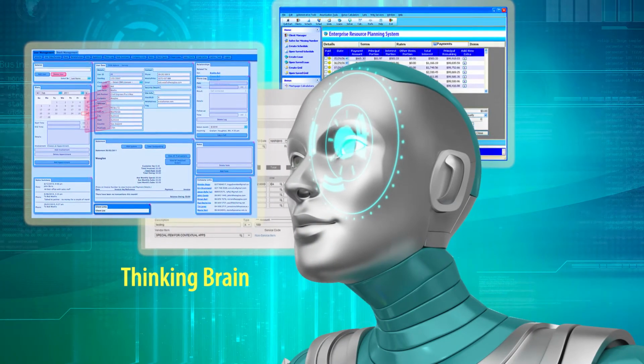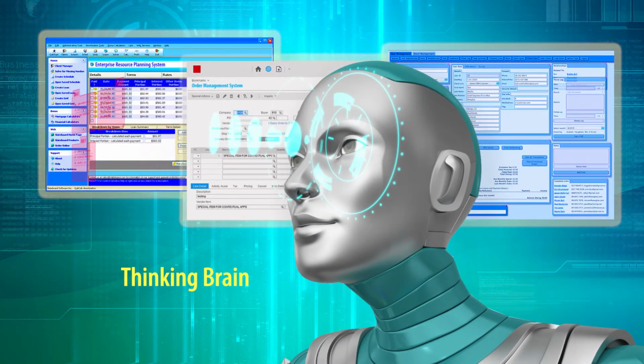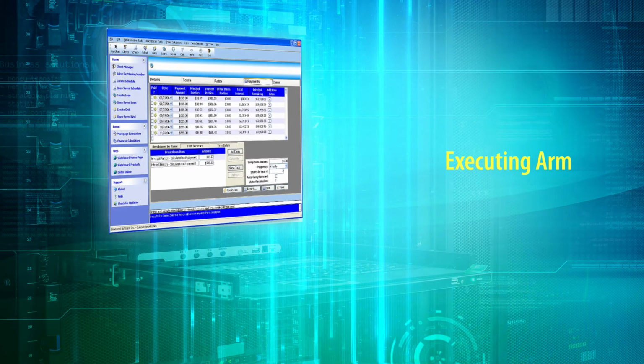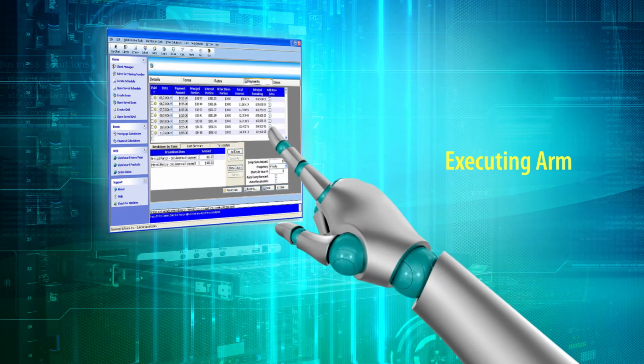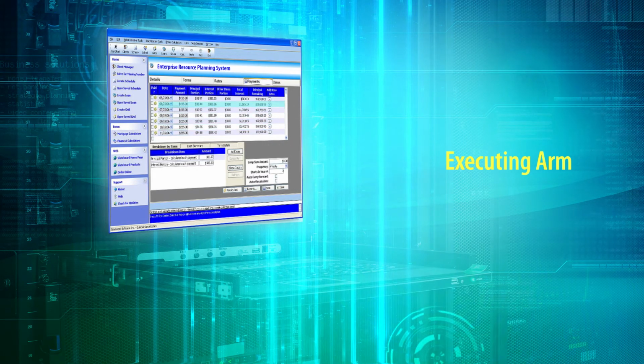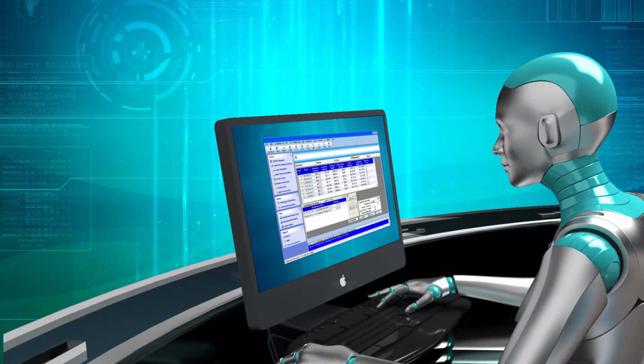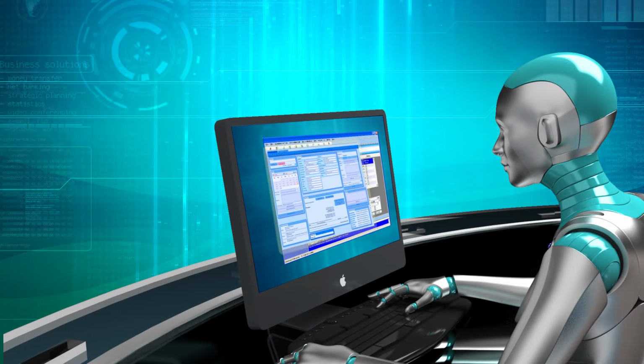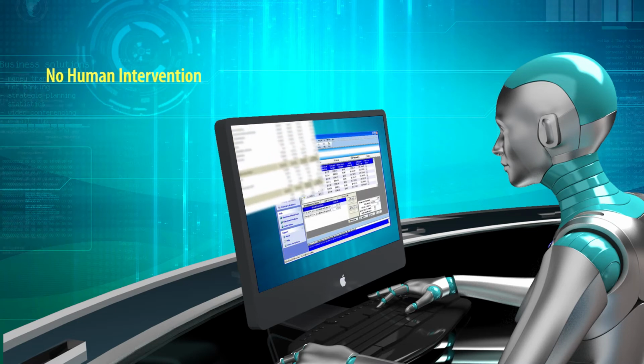The thinking brain captures information from various systems simultaneously and instructs the executing arm, which consolidates and repackages the information and then enters it into the system, making it ready for business use. TCS RobOUniter thus captures and unites the information without human intervention.